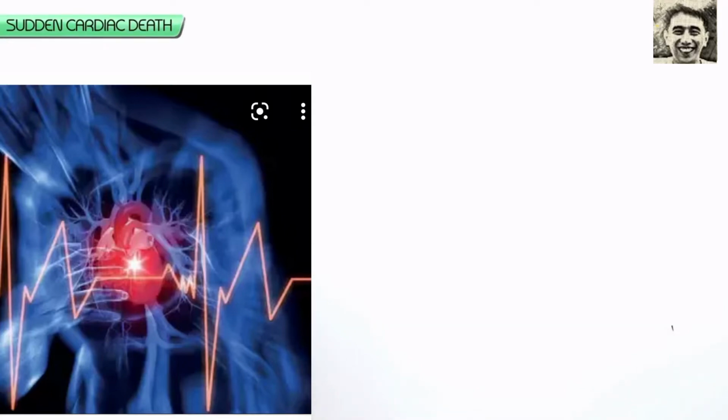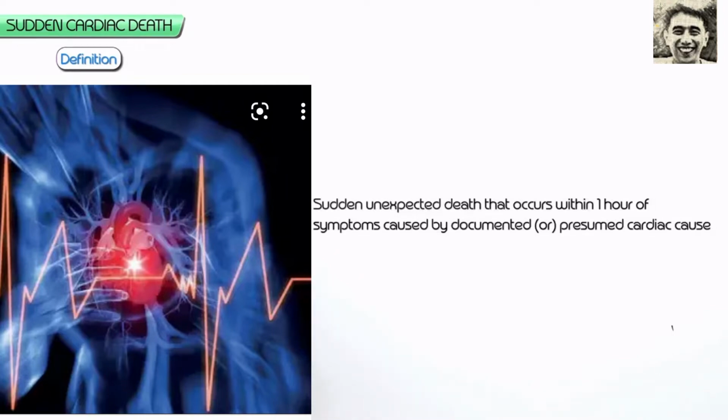Sudden cardiac death. So what is the definition of sudden cardiac death? It refers to a sudden or unexpected death that occurs within 1 hour after symptoms, which is mainly caused by a documented or presumed cardiac cause.